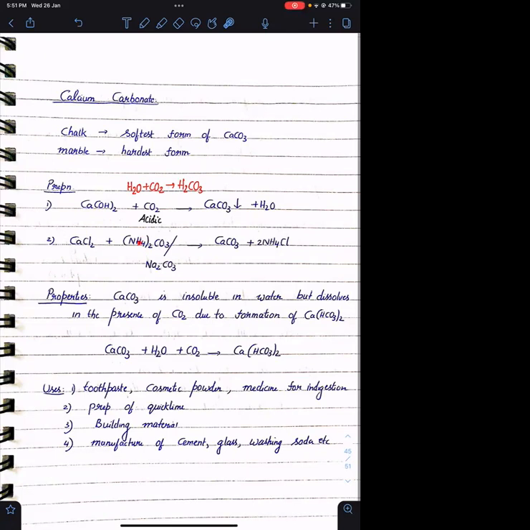Okay. Ammonium carbonate with calcium chloride. This is also an important reaction. There is a displacement reaction. This calcium is going with carbonate, and the ammonium ion is going with chloride. You get ammonium chloride and calcium carbonate. This is double displacement. This reaction is called double displacement. This is displacing this and this is displacing this. Any doubt?